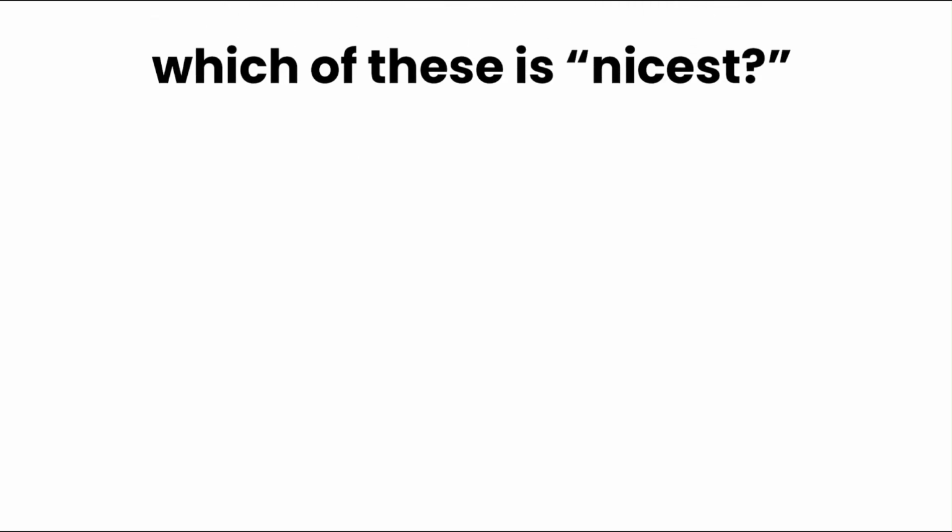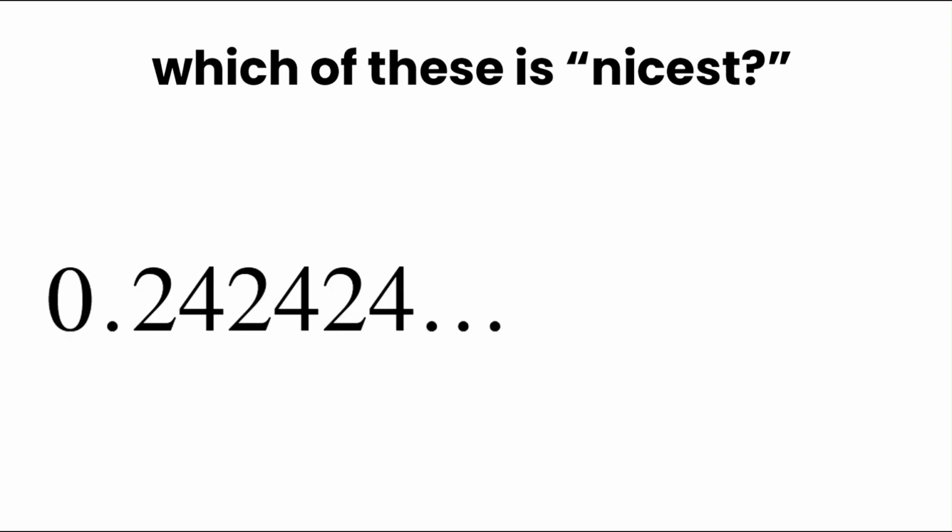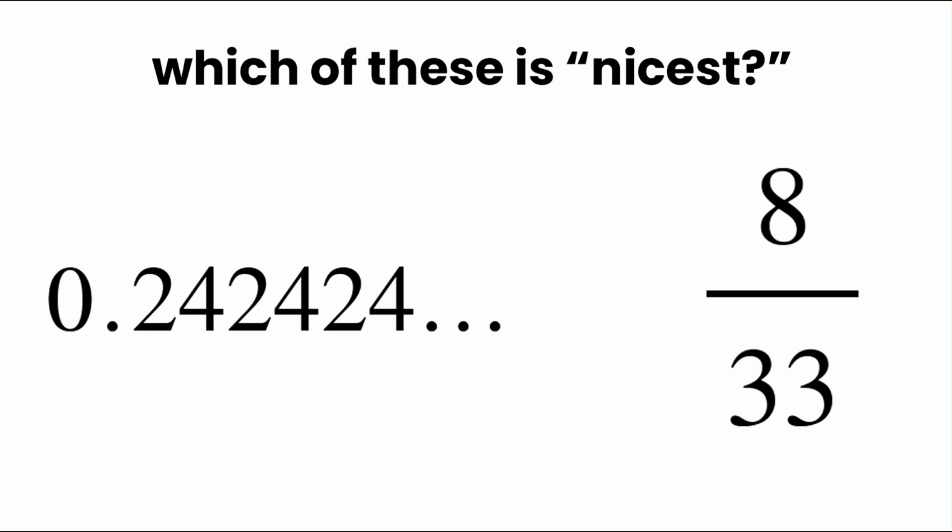Which of these do you think is the nicest? 0.242424 or 0.24 recurring, or 8/33. Now, when I say nicest, I'm not referring to their value, as these are going to be the same. Which would be a cleaner way to write the number? Well, you might have guessed it. 8/33 is the nicest way to write the number, and this is because 0.24 recurring goes on forever and ever and ever.